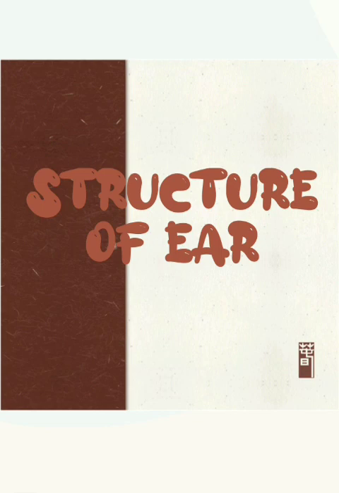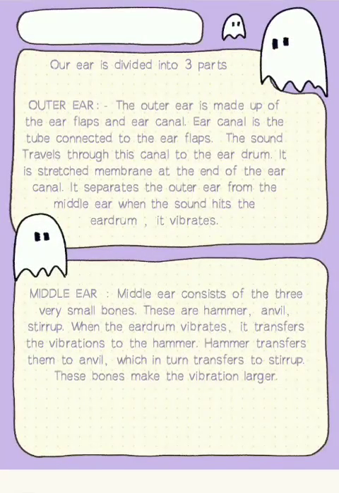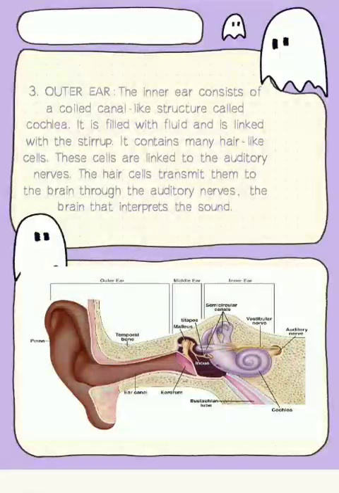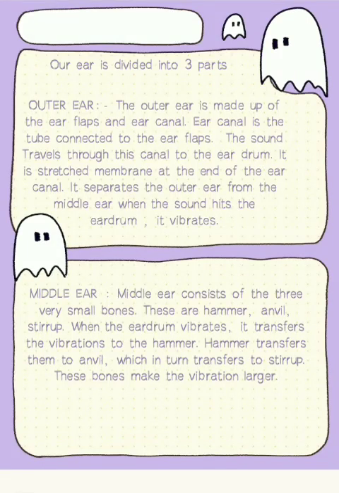Structure of the ear. Our ear is divided into three parts: outer ear, middle ear, and inner ear. The outer ear is made up of the ear flap and ear canal. The ear canal is the tube connected to the ear flap. The sound travels through this canal to the eardrum. It is a stretched membrane at the end of the ear canal. It separates the outer ear from the middle ear.